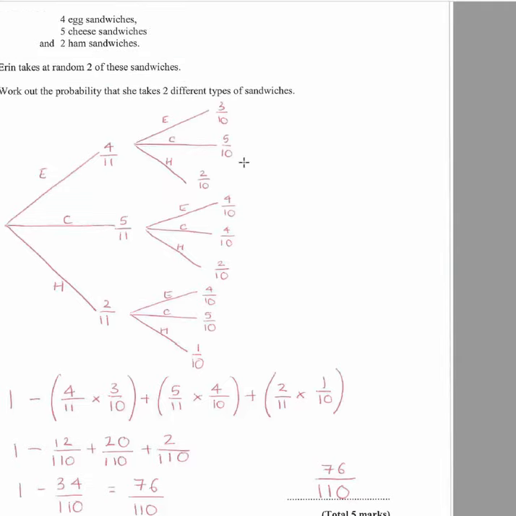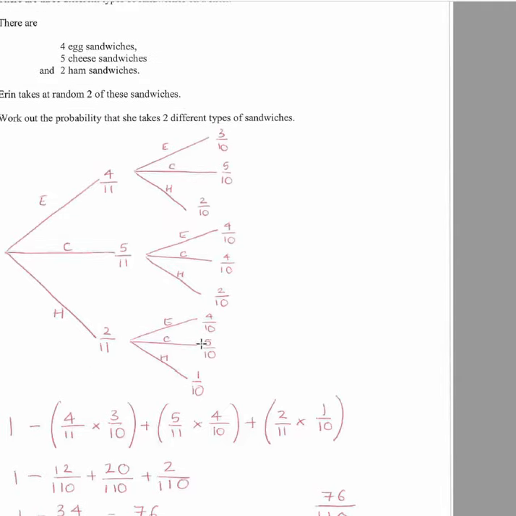Now, let's first of all understand what we've got here. We've got this tree diagram, and it's a really good way of setting out all the different things that can happen. So let's take some time to understand what we're doing here. There are 4 egg sandwiches, 5 cheese sandwiches, and 2 ham sandwiches, and he's going to take 2 of them at random.